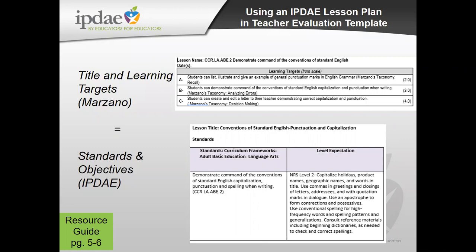For instance, the title and learning targets from Marzano are very closely aligned to the objectives and standards from an IPDAE plan. You can see A in the learning targets for Marzano says students can list, illustrate, give examples of punctuation marks. B, students can demonstrate command of the conventions of standard English capitalization and punctuation while writing. In IPDAE, it says, under standards, demonstrate command of the conventions of standard English capitalization, punctuation, and spelling when writing. And then the level expectation kind of spells things out. So again, very closely aligned in that section.